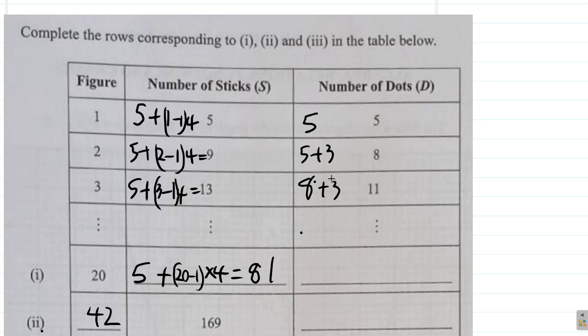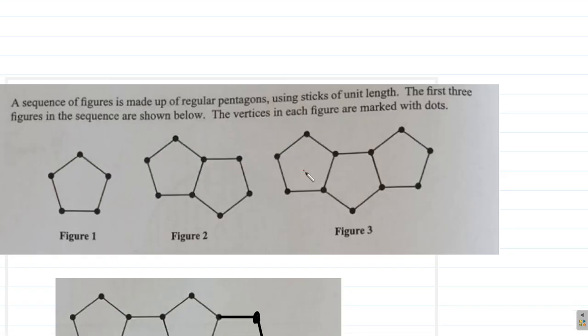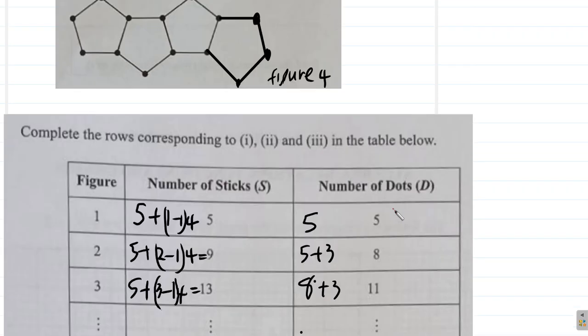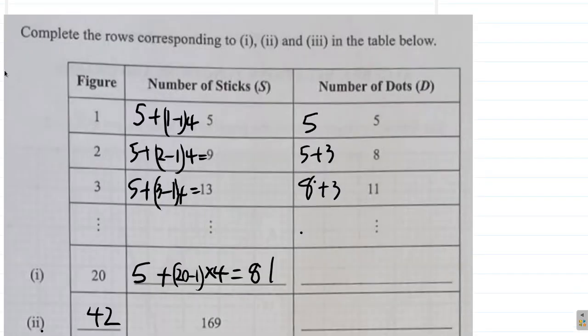But we want to form a pattern. We had the original 5 dots, then we add 1, 2, 3, and then 1, 2, 3. So we add 3 2 times. So let's look at it this way. We had the original 5 dots, then we add 2 times 3. We add 3 2 times. Alright?